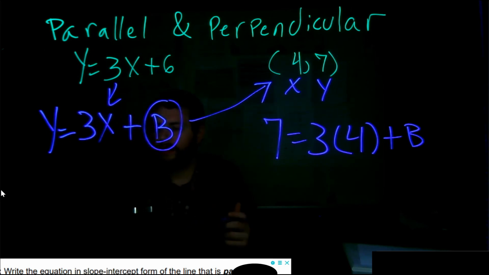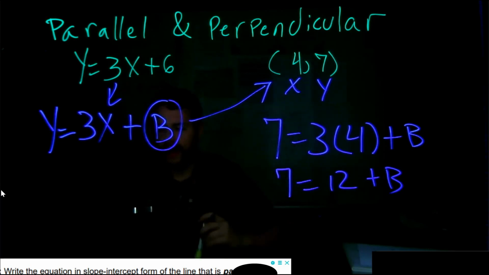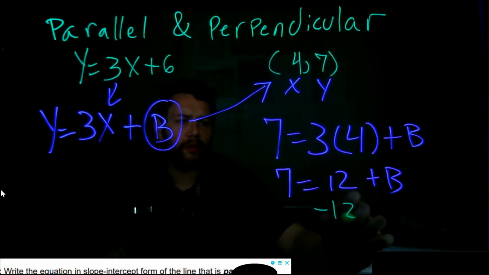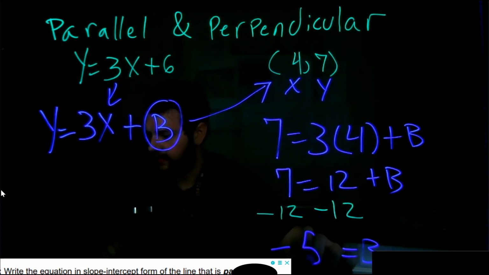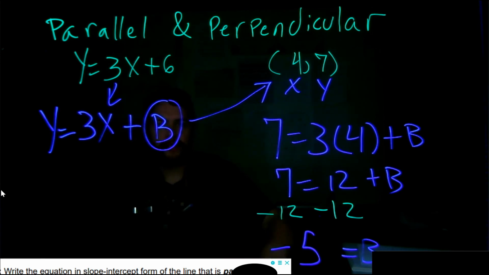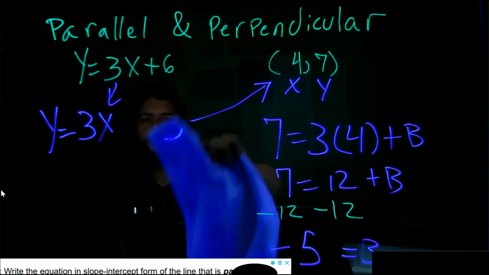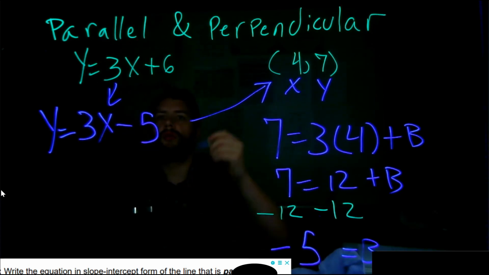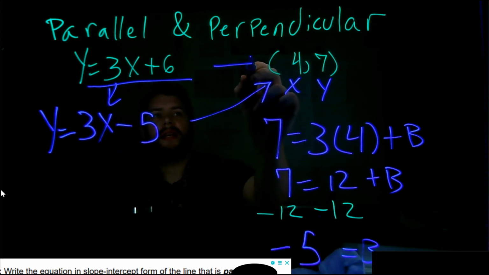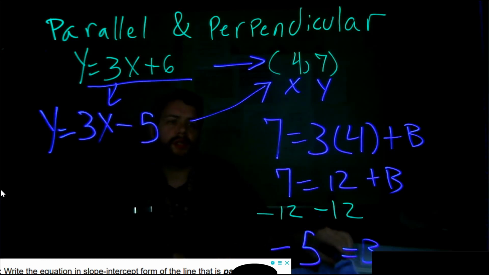And then with just a little bit of algebra, 3 times 4 is 12, so 7 equals 12 plus b. And then to solve for b, we're going to subtract 12 on both sides. So that means that b equals negative 5. So I can go back over here and say, well, I know what b is. It's negative 5 right there. And once we do that, we don't need that plus sign. So I can make this say 3x minus 5. So that is my answer. The line that is parallel to 3x plus 6 and contains the point 4 and 7 is 3x minus 5. Let's do another one.